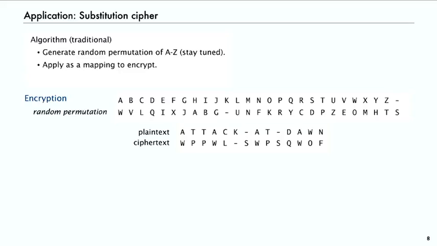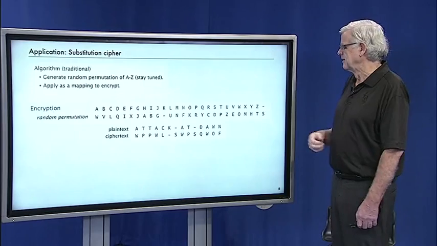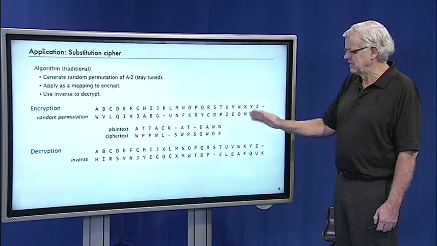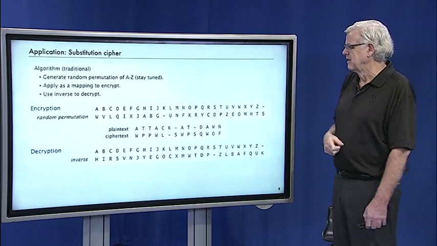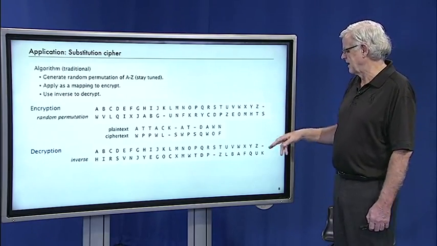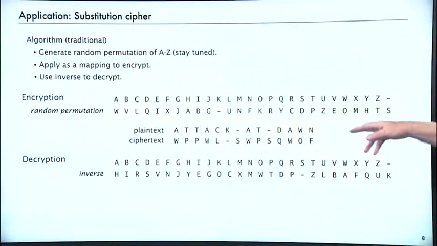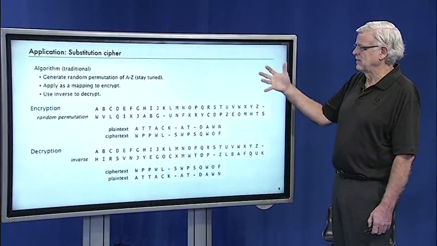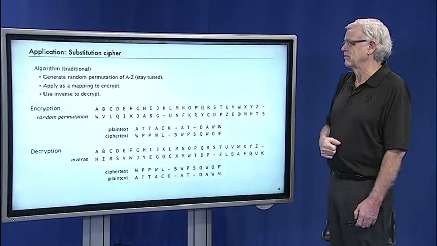Now the receiver of the message, in order to be able to understand what the message says, has to have the inverse of that permutation. So that's a key that's transmitted or generated in some other way. In order to decrypt, we need the inverse of the permutation. And the inverse will tell us that W is supposed to go to A, P is supposed to go to T, and so forth. That's just computing the inverse as on the previous slide. And that gives a mechanism for converting the ciphertext back to the plain text. So that's a very simple application of the inverse of a permutation.